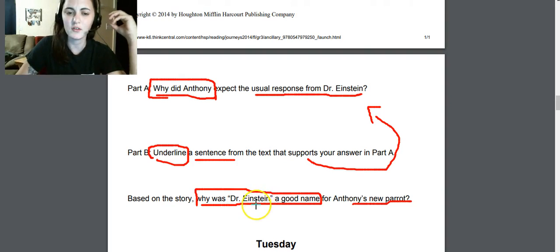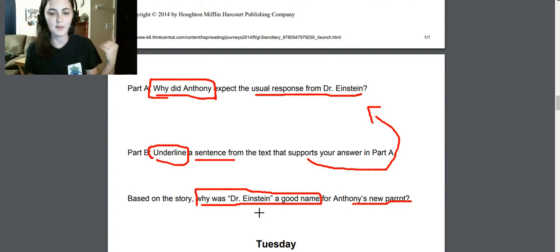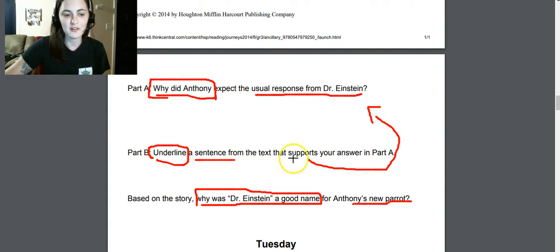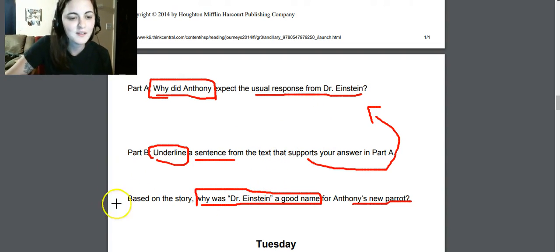If you don't know who Einstein is, he was a scientist from the 1940s area. He was like a genius, and he came up with a lot of new science laws and theories that we still follow today. So he was a genius scientist. Again, if you need to pause and make these annotations, go ahead. I'm about to erase.